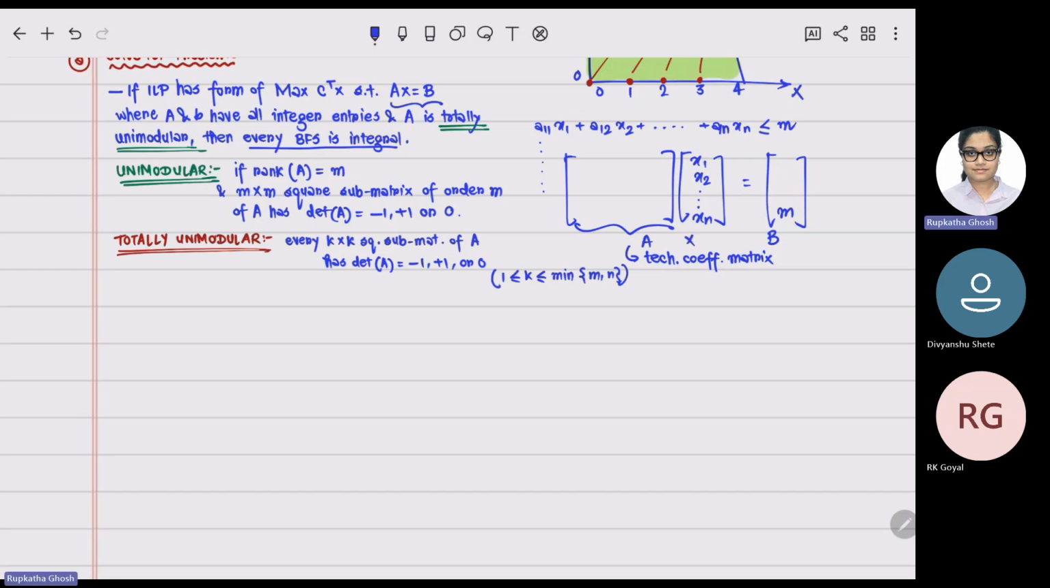So if every k cross k square submatrix of A has a determinant value of +1, -1, or 0, then in that case your matrix is totally unimodular. Is that clear?